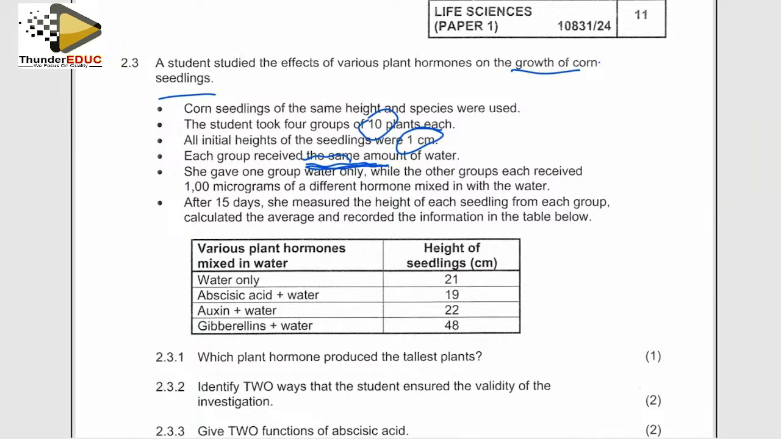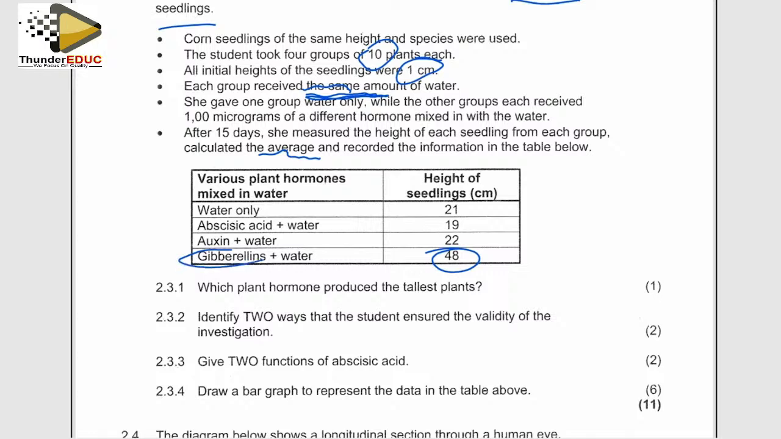After 15 days, for each group calculate the average. Which plant hormone produced the tallest plant? So this is the height, and we see that it's gibberellin which did that. So the answer is gibberellin. That's the answer there.